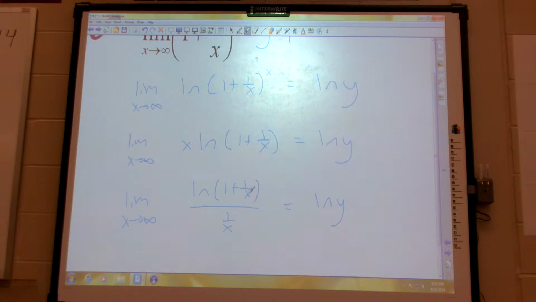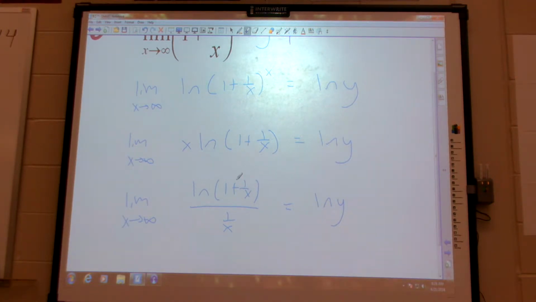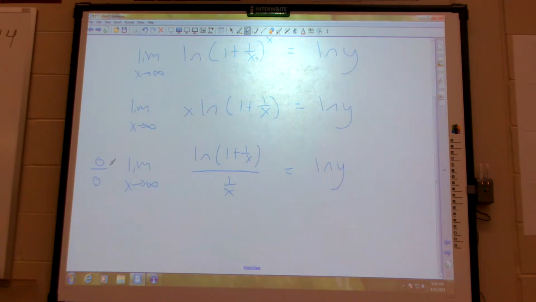When I plug in, what do I get up top? 0. When I plug in on the bottom, I get 0. So it is an indeterminate form. Once again, I want to see somewhere on your page that you show me you know what indeterminate form it is, because that's sometimes the hardest part. So do you not care about the natural log of y? Oh, we will. We'll get there.